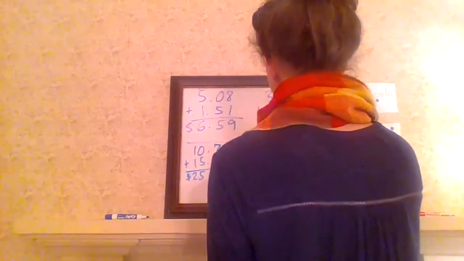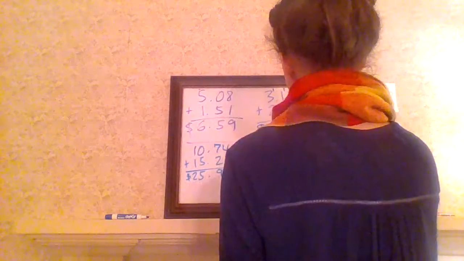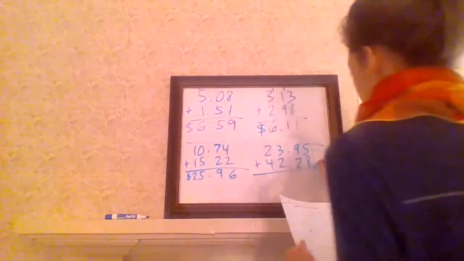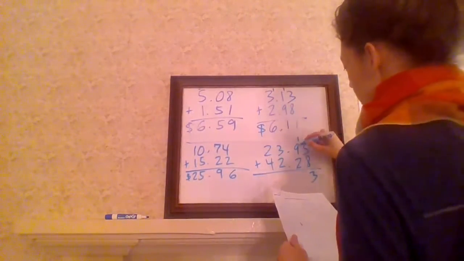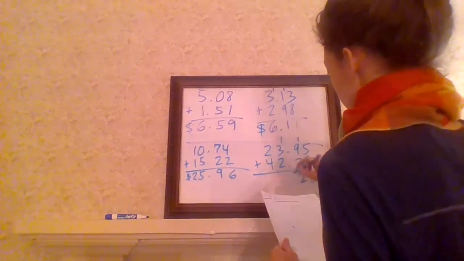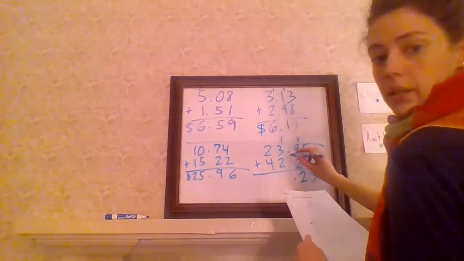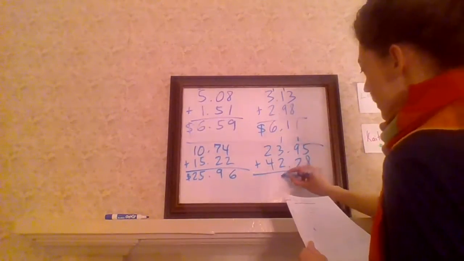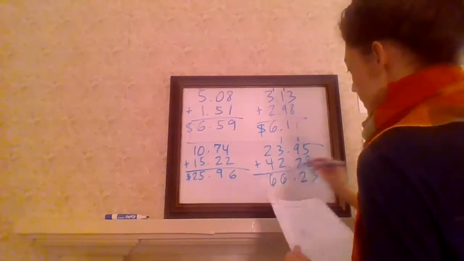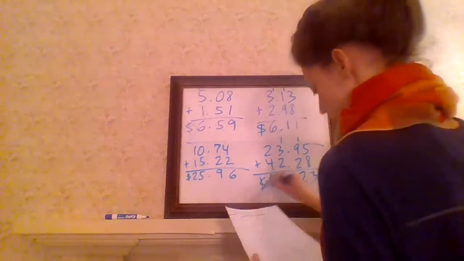$23.95 plus $42.28. So 5 plus 8 is 13, carry the 1, 10, 2, carry the 1, 4 plus 2 is 6, 2 plus 4 is 6, $66.23.